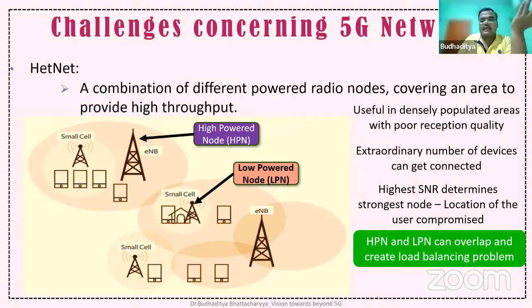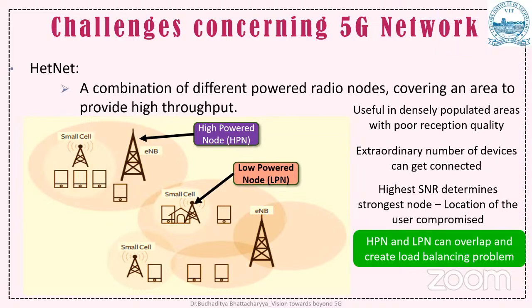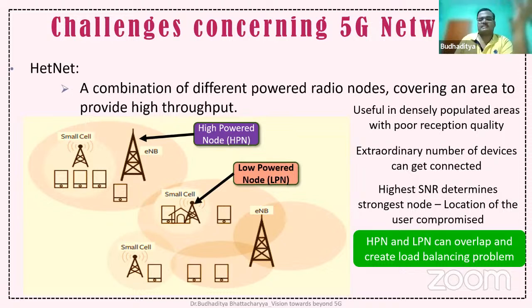So one of the cases that comes in is the HPN and LPN, the high-powered node and the low-powered node. The high-powered node you can imagine to be the base stations. We call it the eNodeB, the enhanced NodeB in our technical terms. So the base stations, colloquially, and the low-power nodes are basically the small cells, like the Wi-Fi routers and all we call it. So both of them will have balancing issues.